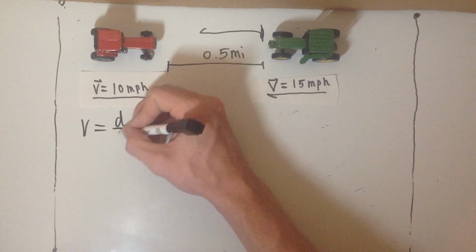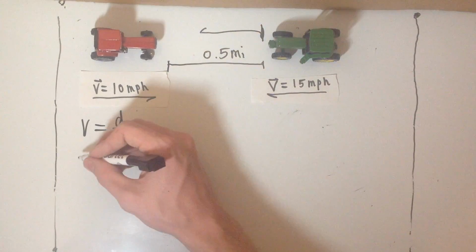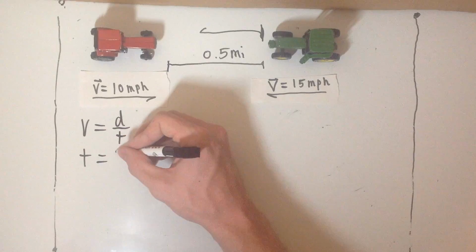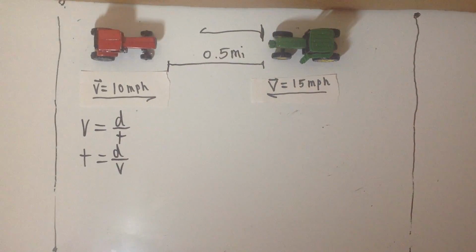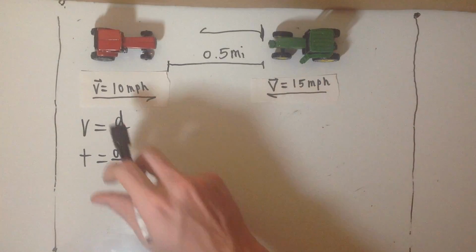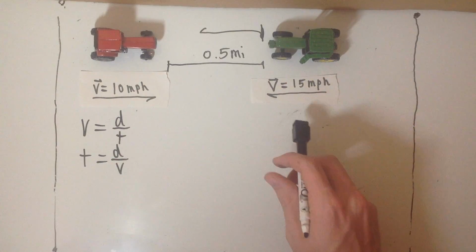Okay, so to start this problem, we once again are looking for time, so we've got our velocity equals distance over time, but we want time, so we rearrange it. We get time equals our distance over our velocity. But the difference in this problem is we have to figure out what our velocity is going to be.